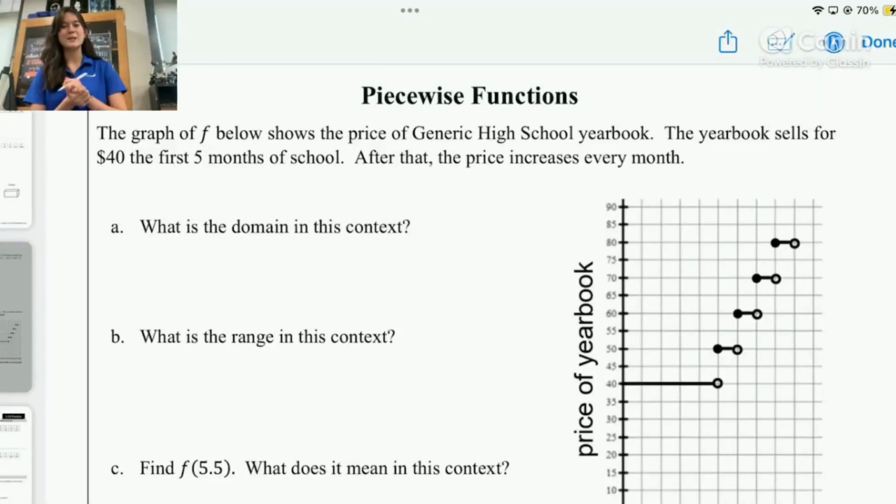Okay, we're going to start with the piecewise functions problem. The graph of F below shows the price of generic high school yearbooks. The yearbook sells for $40 the first 5 months of school. After that, the price increases every month. So, in order to get the domain, we have to look at the ranges between the x's.